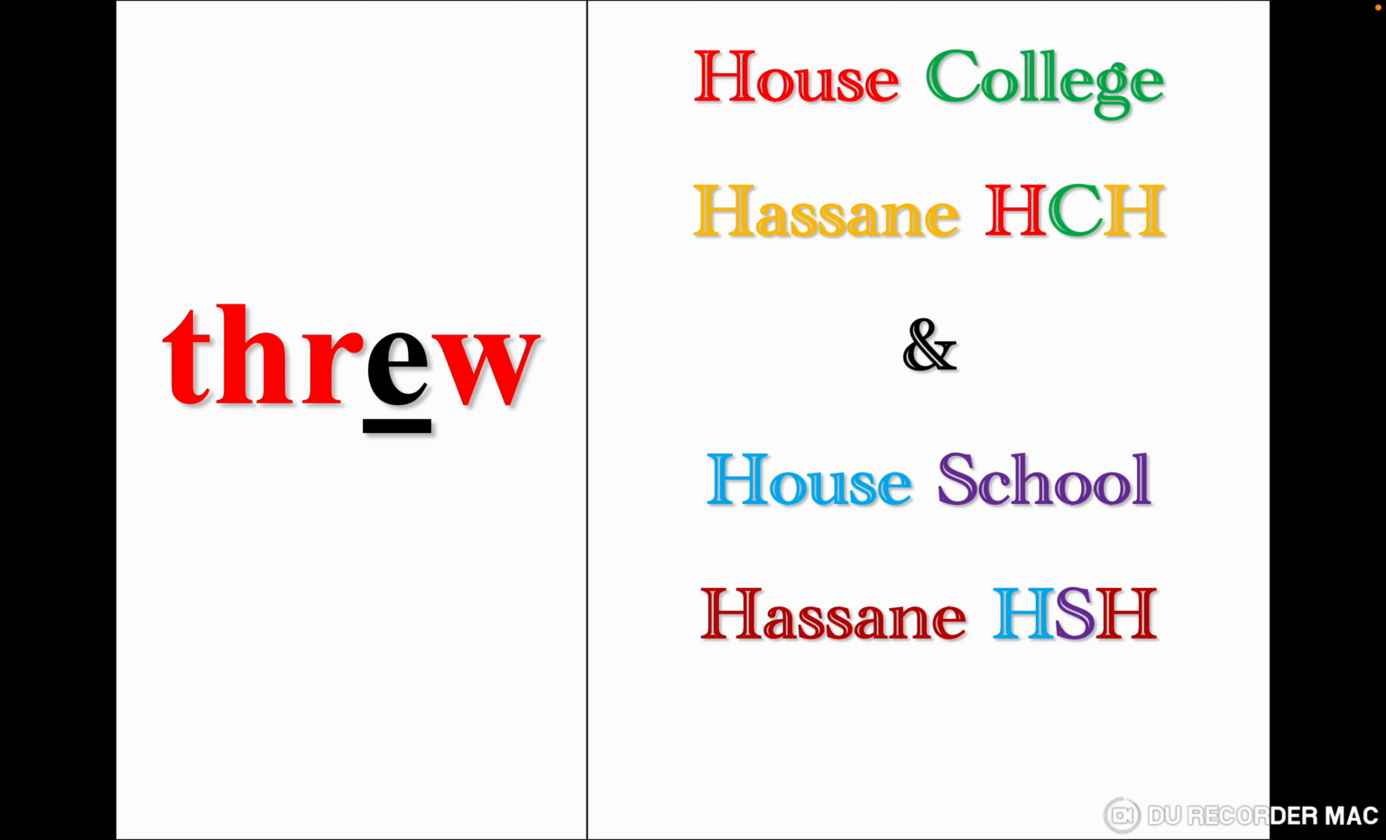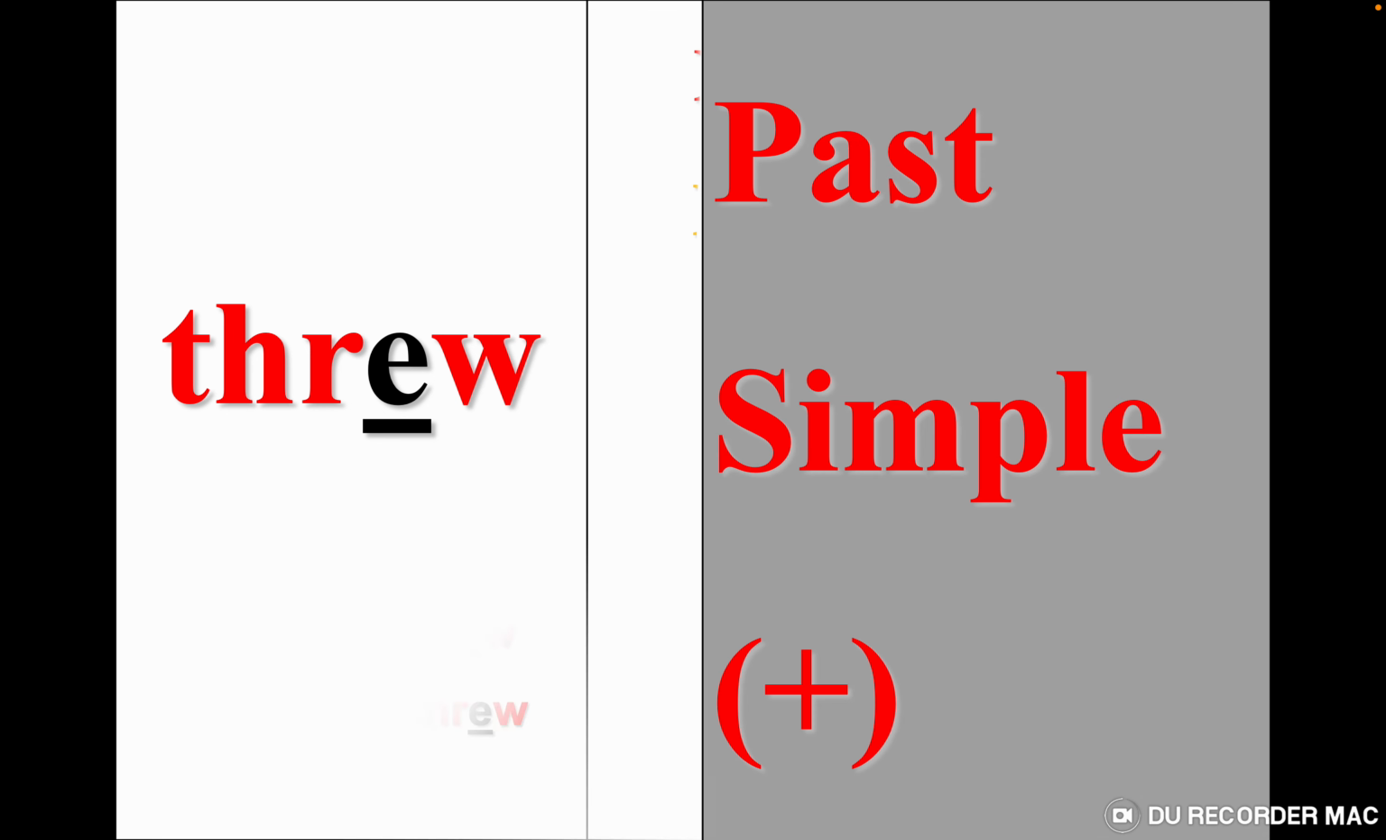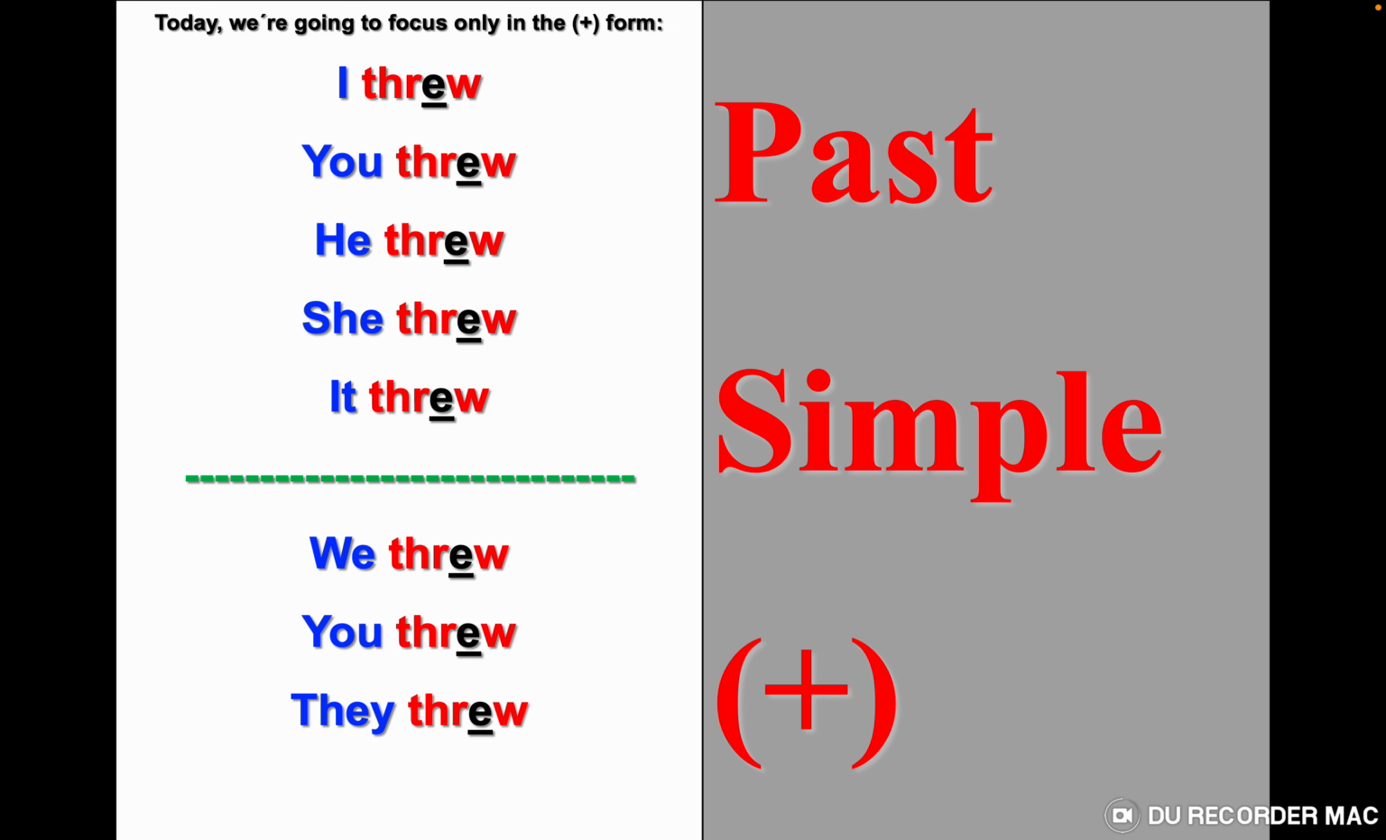Let's continue. Throw. The past, we change O to E, and we pronounce it threw. I threw. You threw. He threw. She threw. It threw. We threw. You threw. They threw.